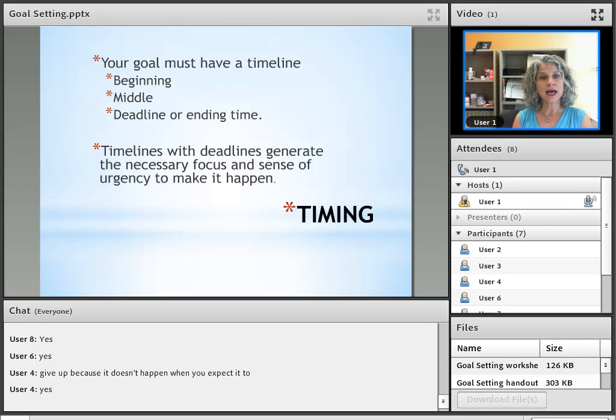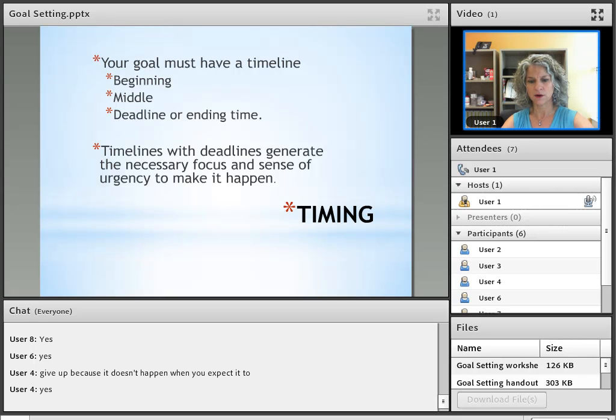Okay? So timelines for your goal, for your plan, and all the elements that go into that plan, including a deadline at the end, can generate motivation. It can generate a sense of urgency. It can generate the ability to really narrow the focus and really hone in on what you need to get to where you're going. Okay. Any comments on this part, the timing? Okay.